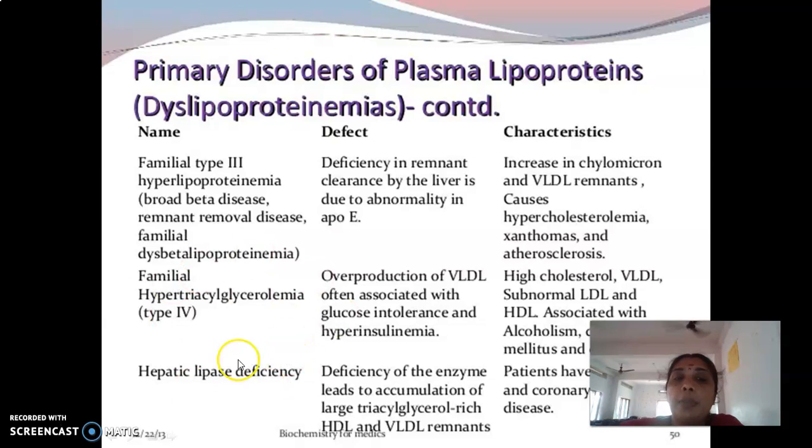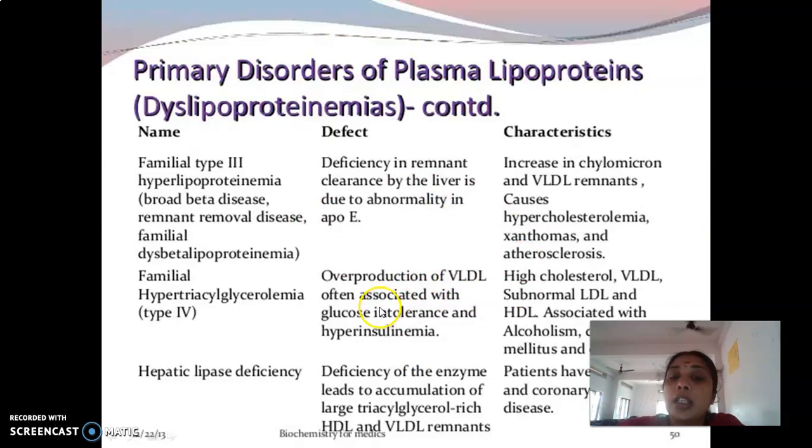Right? Then familial hypertriglyceridemia, that is type 4. There is overproduction of VLDL due to glucose intolerance and hyperinsulinemia. That is, insulin level is very high, as a result of which glucose intolerance is there. So there will be overproduction of VLDL. That is, endogenous TG synthesis will be increased because there is excess of carbohydrates. So carbohydrates will be converted into fat. So these fats are incorporated into VLDL.